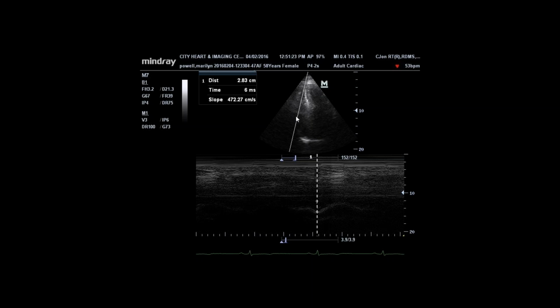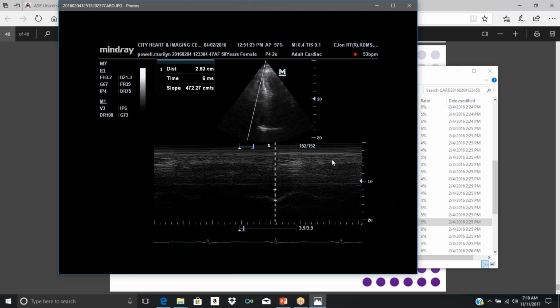Your tricuspid valve is right there. Tricuspid annular plane is right there. We put our cursor across the lateral tricuspid annular plane, and then we click the M mode button. What we're seeing here is the lateral tricuspid annular plane moving upwards in systole. From onset of QRS T wave, this tricuspid annular plane moves upwards, and we can measure that, and it gives us an assessment of the RV systolic function.